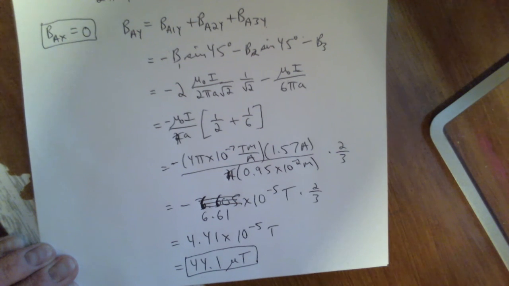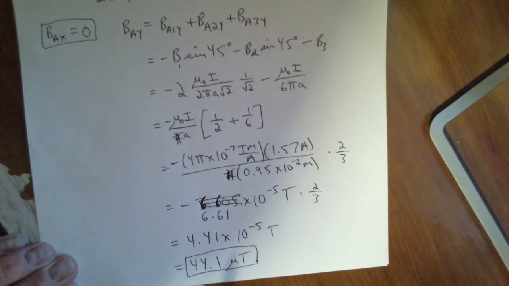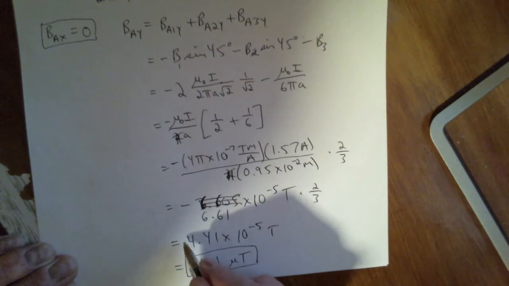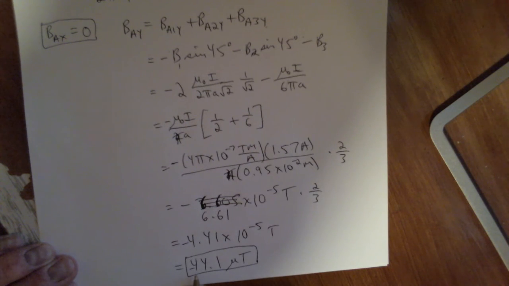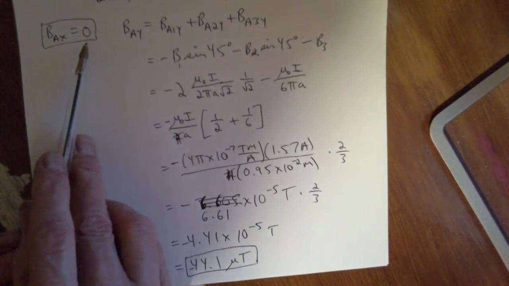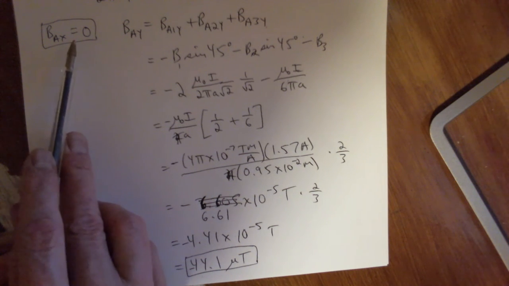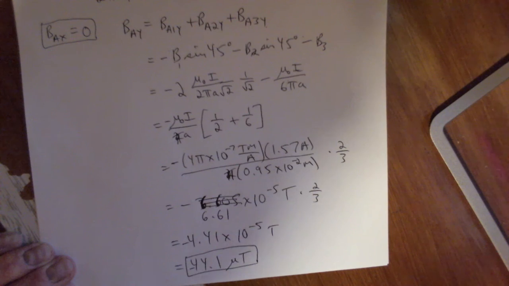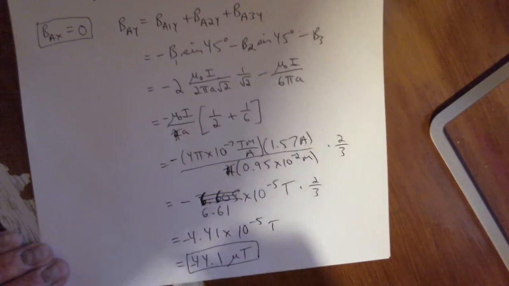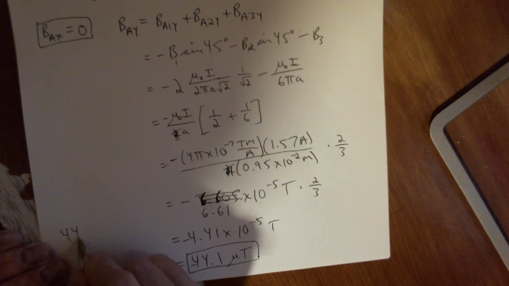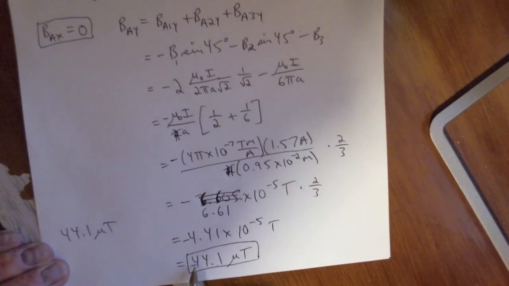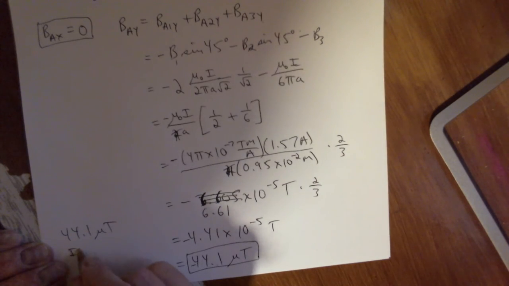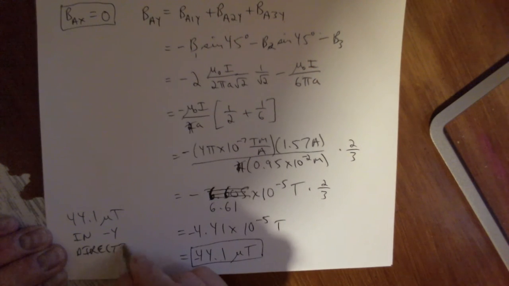And if you write that as magnitude and direction, then I'm sorry, forget my minus sign. If you write that as magnitude and direction, then the magnitude of a vector with a 0 for one component and a number for the other component is the absolute value of the number. And so the magnitude is 44.1 microtesla, and it's entirely in the y direction, or the minus y direction. So in the minus y direction, or down.